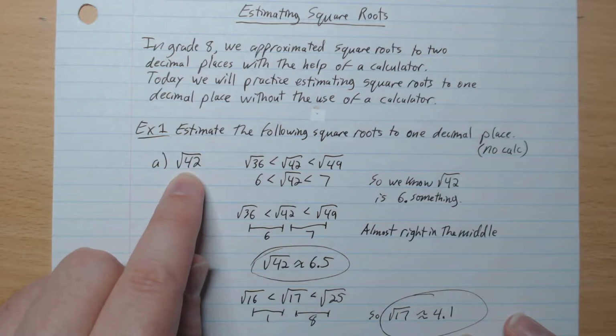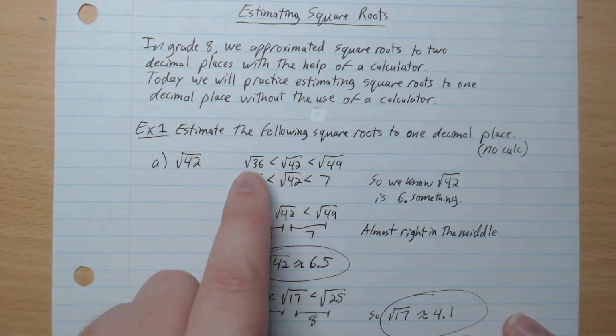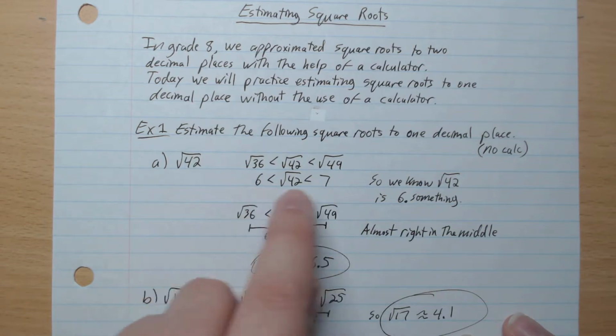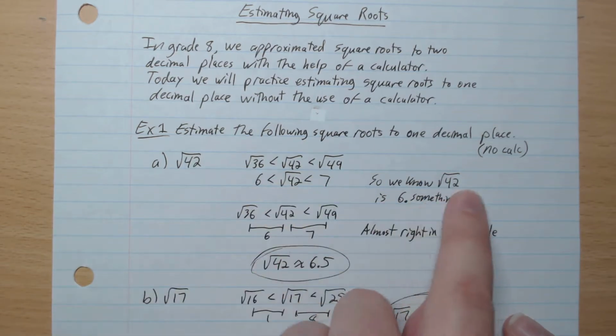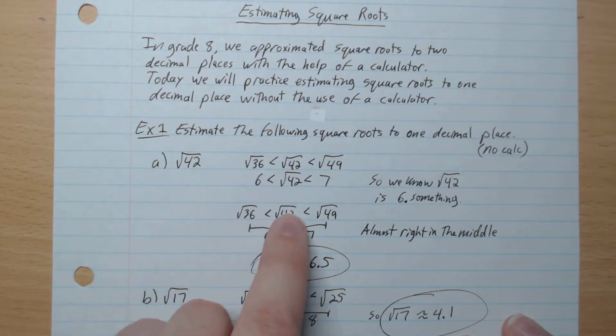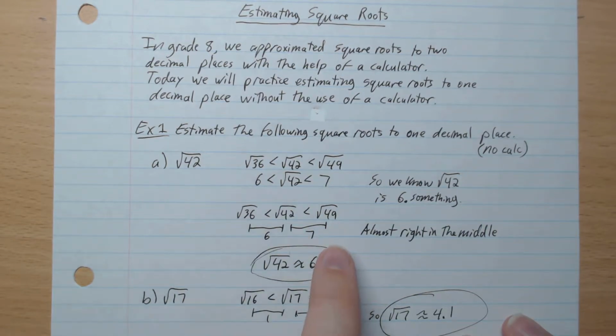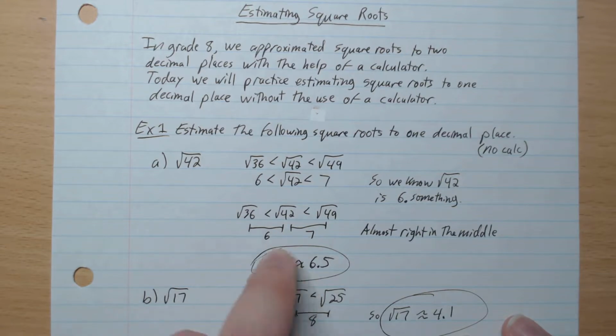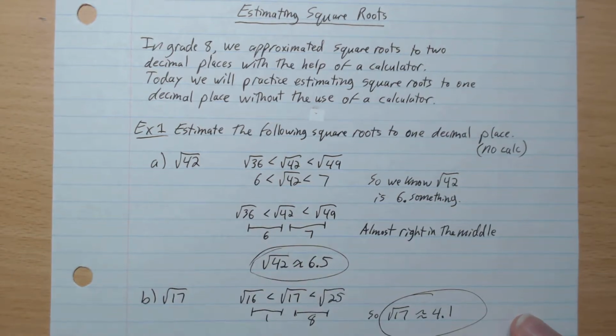So we got root 42. We know that this is going to be between root 36 and root 49, which is between 6 and 7. So we know root 42 is going to be 6 point something. The distance between 42 and 36 is 6, and between 49 and 42, the distance is 7. So you notice here that it's almost right in the middle. So root 42 is approximately 6.5.